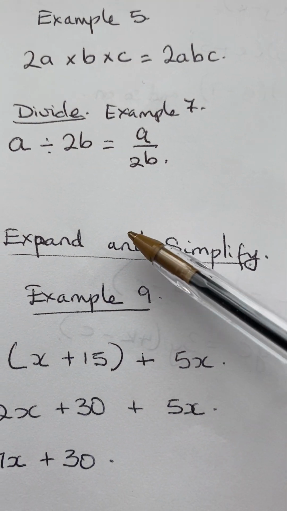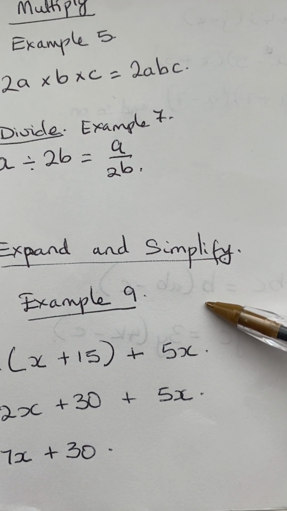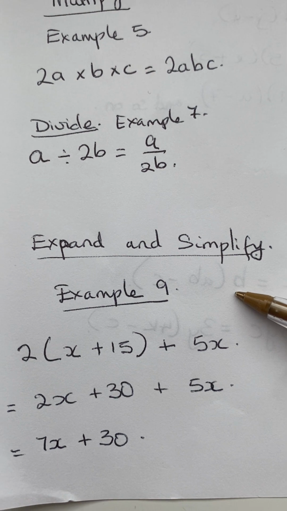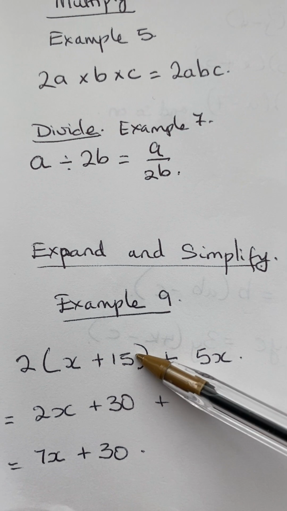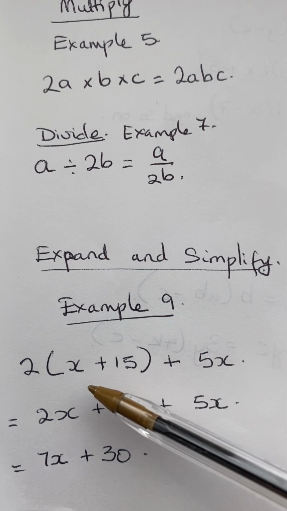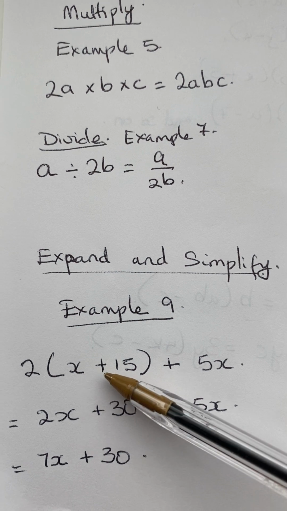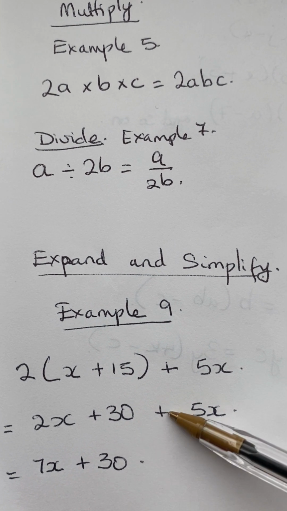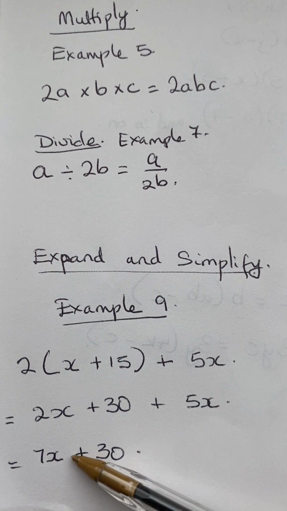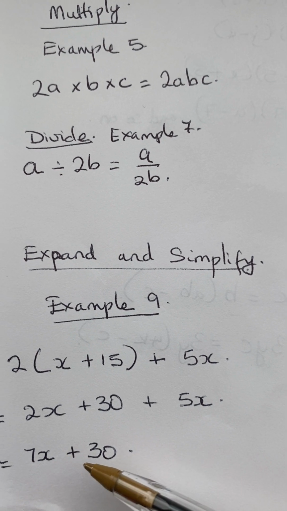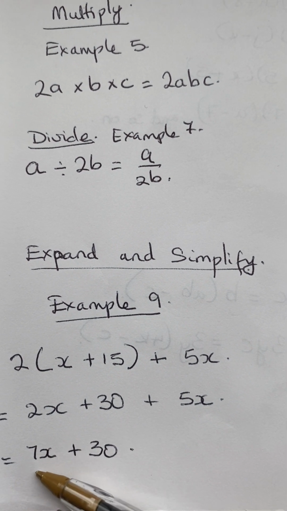Example 9. This is expand and simplify. We've looked at a lot of these in all the videos we've put out so far. Okay, so now 2 into bracket x plus 15 plus 5x. Now the 2 affects everything in the bracket. So 2x add 30 plus 5x. So 2x plus 5x will be 7x plus 30. Here also there are no common factors, so this will be our answer.